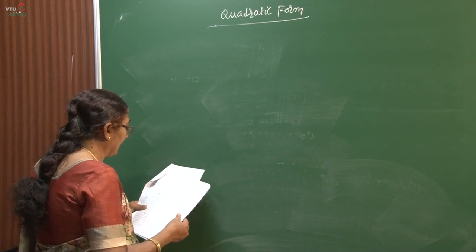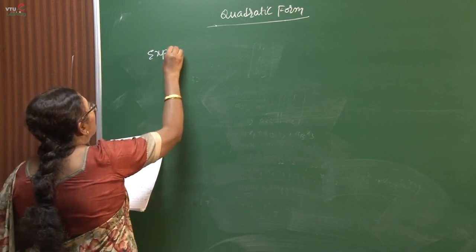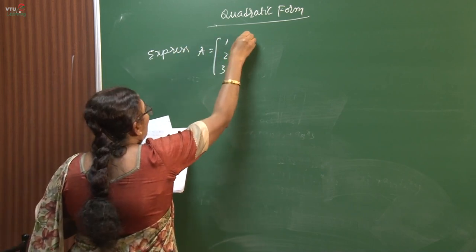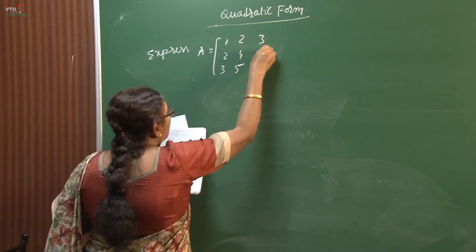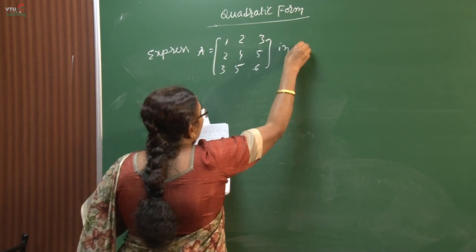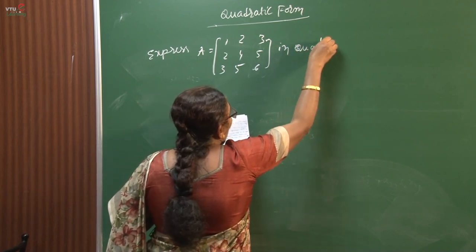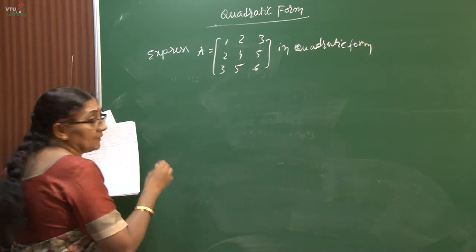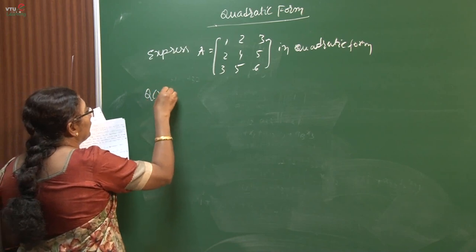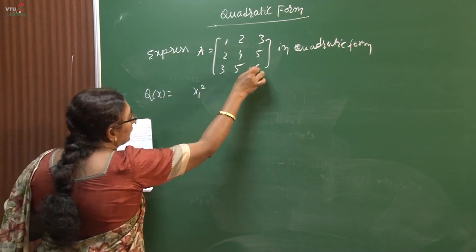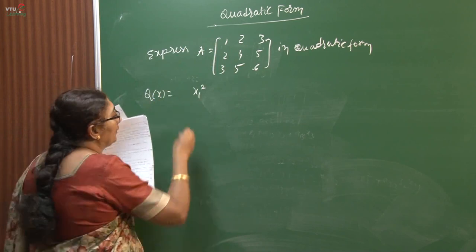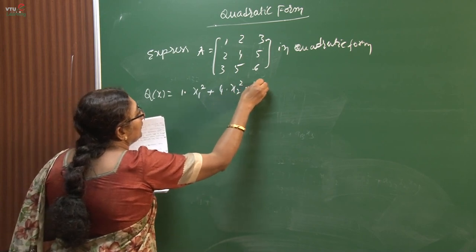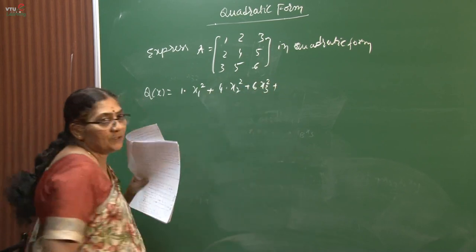Express A equals 1, 2, 3, 2, 4, 5, 3, 5, 6 in quadratic form. How to express it? It is a 3 cross 3 matrix. Q of x must be equal to: you have x1 square, which depends upon the first principal diagonal value, 1 into x1 square. This is the coefficient of x2 square. This is the coefficient of x3 square, what we discussed just a few minutes before.